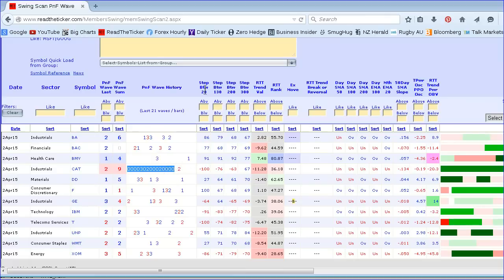Over here we've got step between 20 and step between 130. One of our indicators is called RTT steps. I'll just show you a highlight of that, so I can explain what I'm talking about.